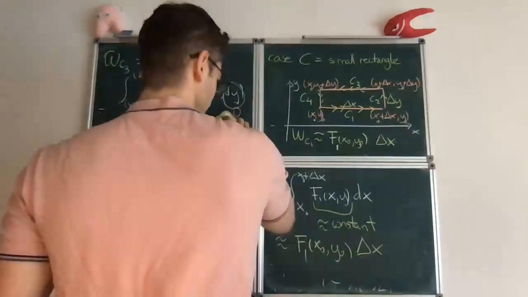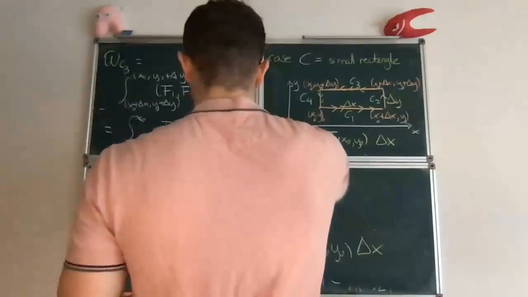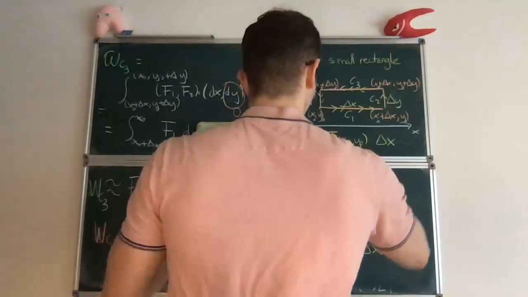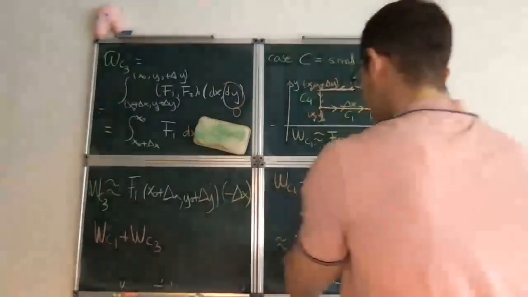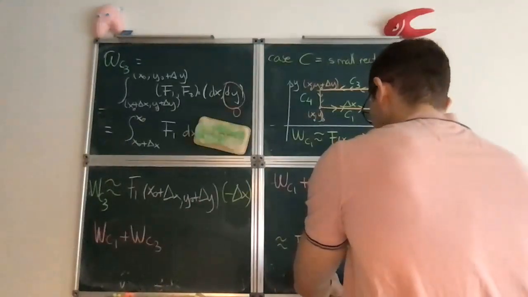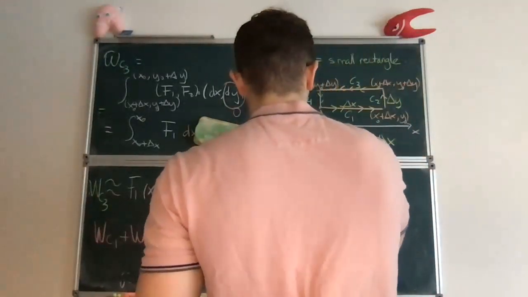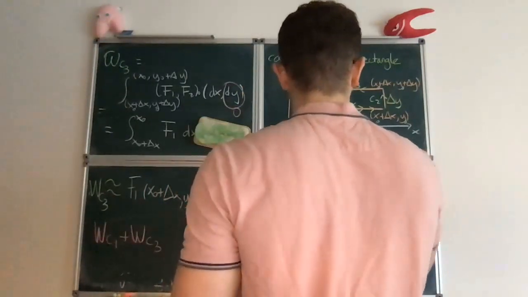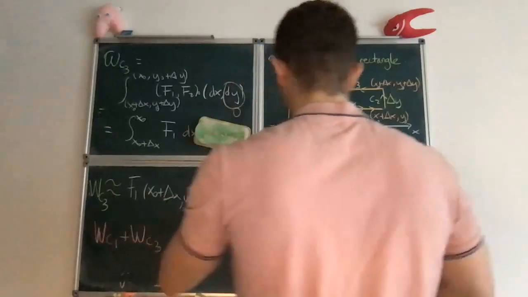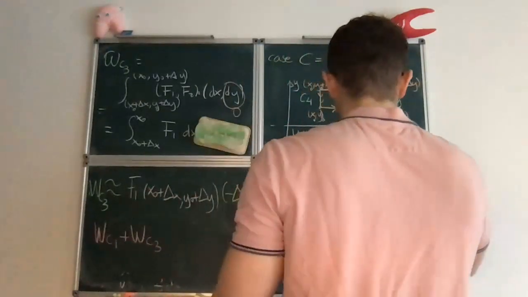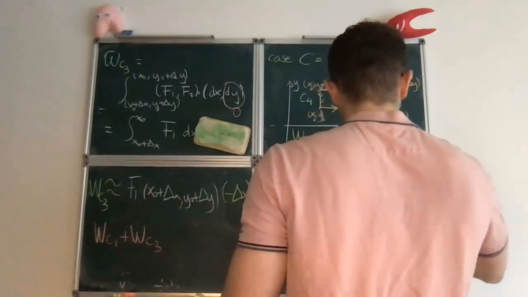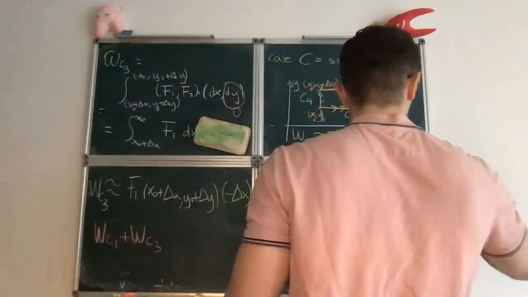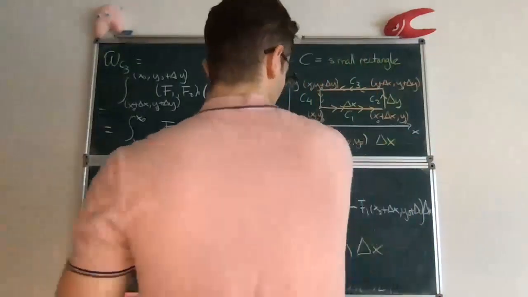Well, it is approximated by what? Let me just do it here. The work along C1 is approximated by F1 at x naught, y naught, times delta x, and the work along C3 is approximated by minus F1 at x naught plus delta x, y naught plus delta y, times delta x. Okay?